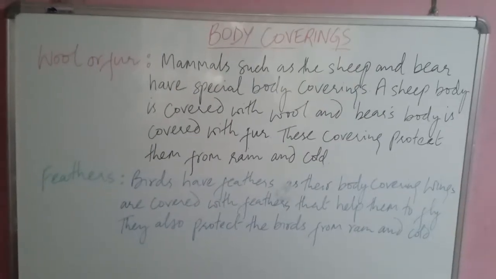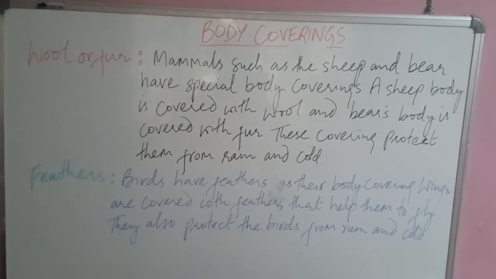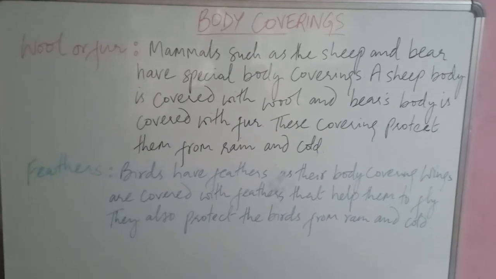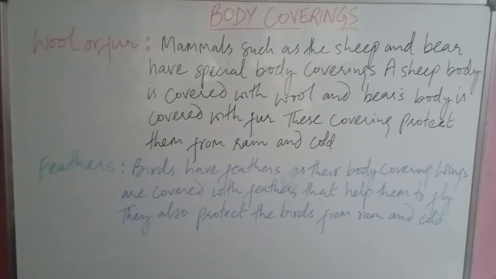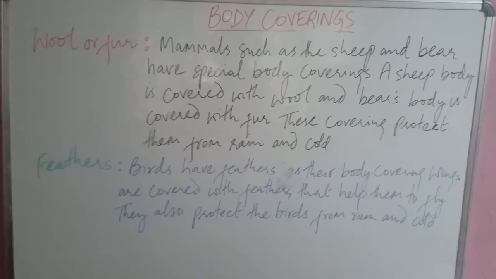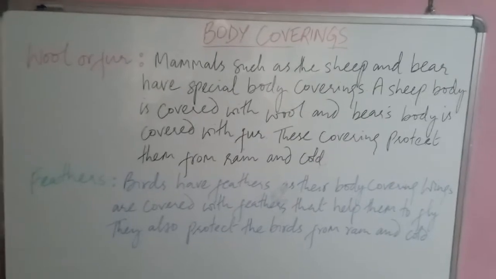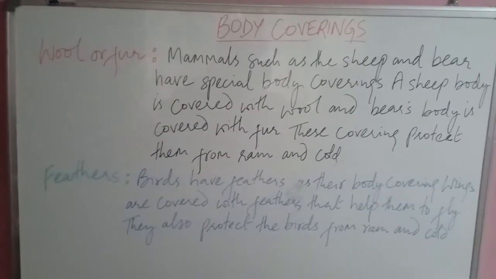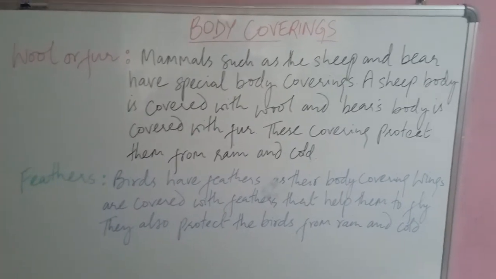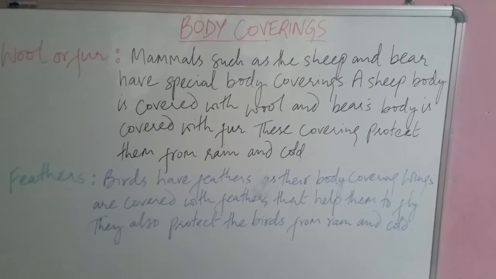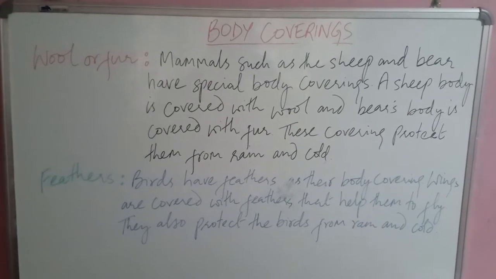Moving on. The next body covering we have is wool or fur. Mammals such as sheep and bear have special body coverings. A sheep's body is covered with wool and a bear's body is covered with fur. This covering protects them from rain and cold. After this, feathers. Birds have feathers as their body covering. Wings are covered with feathers that help them to fly. They also protect birds from rain and cold.